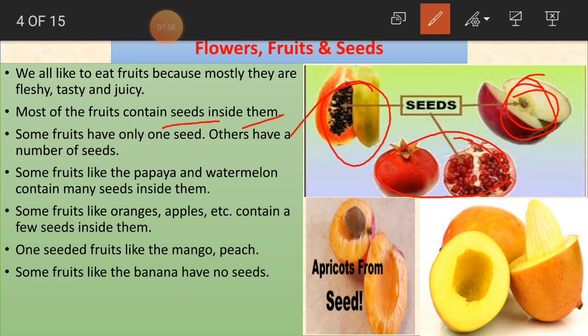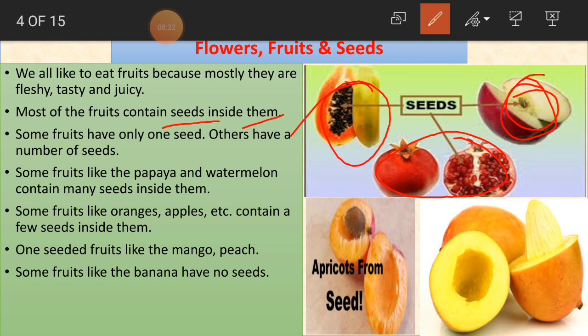And one-seeded fruits like the mango and peach. If you see a mango seed, it is large in size, and it has only one seed. The mango fruit has only one seed, even peach also, only one seed. And some fruits like the banana have no seeds. Every day we have bananas. Do they contain any seed, children? No, they don't have any seeds.